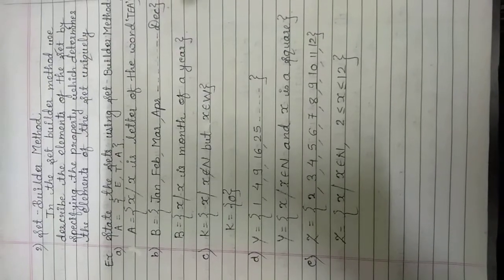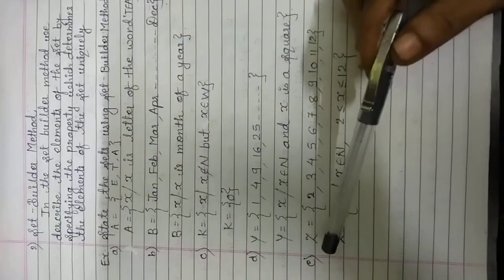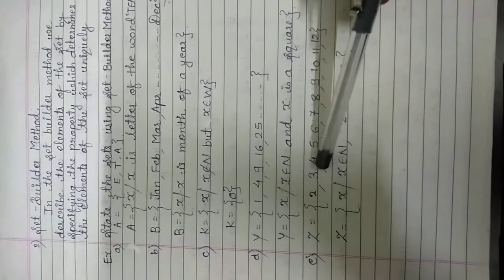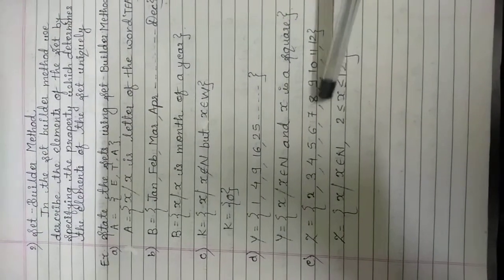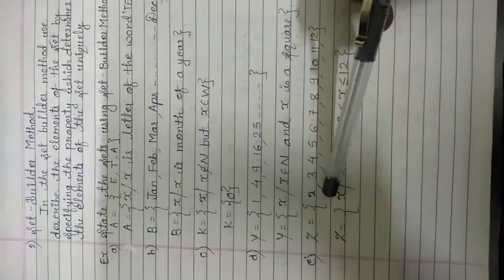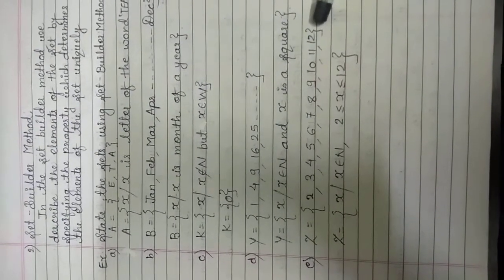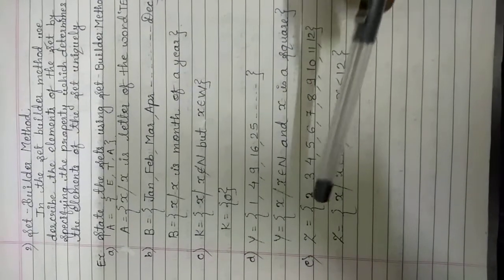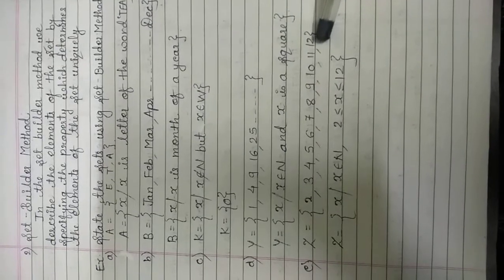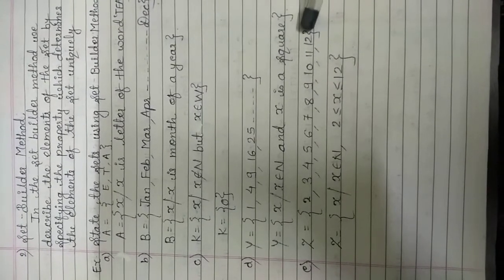That means we will not write the condition from which number we are going to take the squares of the given natural numbers. Now one more example, z is equal to 2, 3, 4, 5, 6, 7, 8, 9, 10, 11 and 12. Here these are natural numbers, and we know that the starting number is 2 and the last number of the given set is 12.